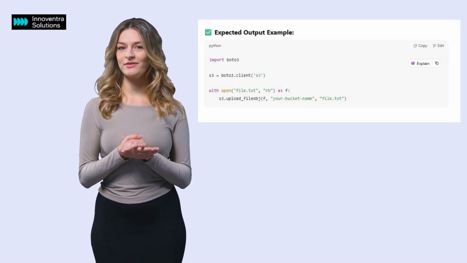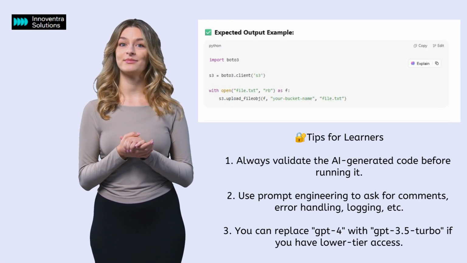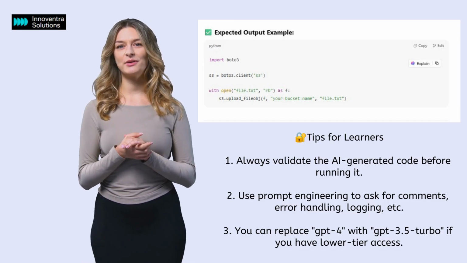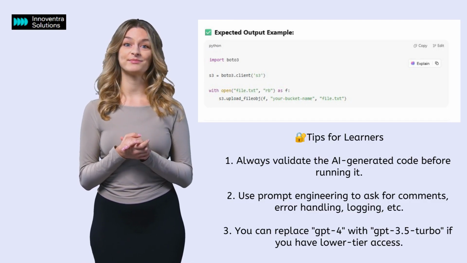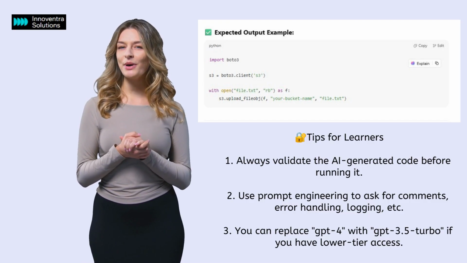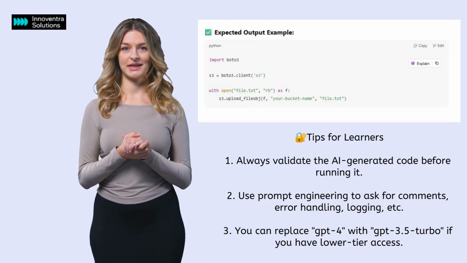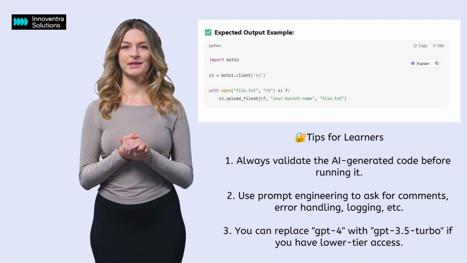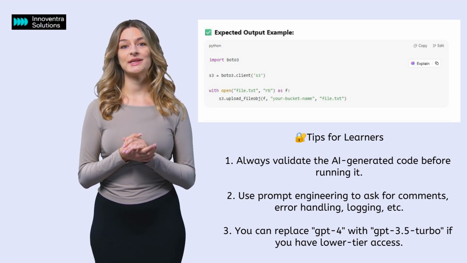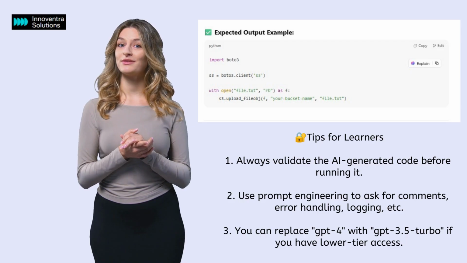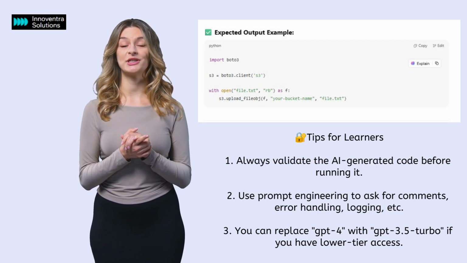Here are a few tips for the learners. 1. Always validate the AI-generated code before running it. 2. Use prompt engineering to ask for comments, error handling, logging, etc. 3. You can replace GPT-4 with GPT 3.5 Turbo if you have lower-tier access.